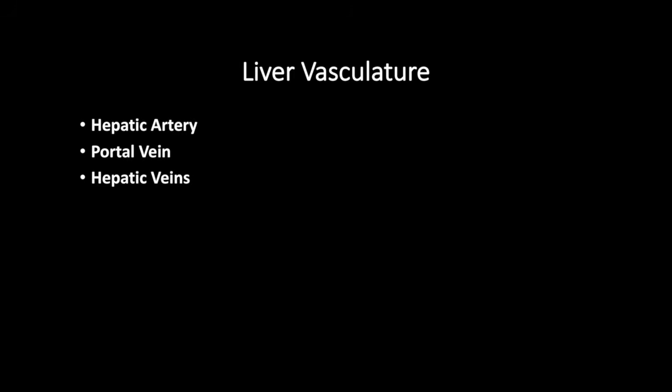Now let's move on to the liver. And as I mentioned earlier, this one is going to be a little bit more involved since the vascular supply in the liver is a little bit more complex. And so we're going to talk about the hepatic artery, the portal vein, and then the hepatic veins. And we're going to show you normal waveforms and common abnormalities that you need to look for.